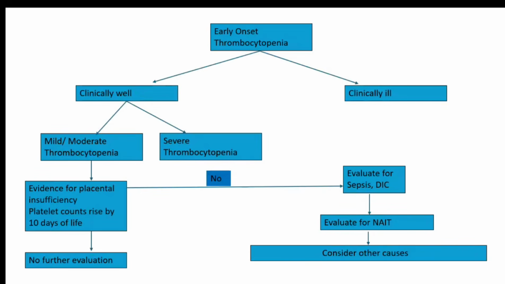Similarly, if the child is clinically well but is having severe thrombocytopenia, of course, the first thing I would want to do is rule out sepsis or DIC. After that, I would want to look again for alloimmune or autoimmune thrombocytopenia, and then maybe we can consider other causes. And if the child is clinically ill, then definitely there is no doubt. The first thing you have to rule out is sepsis or DIC, followed by NAIT and other causes.